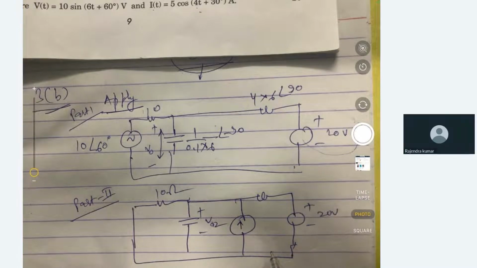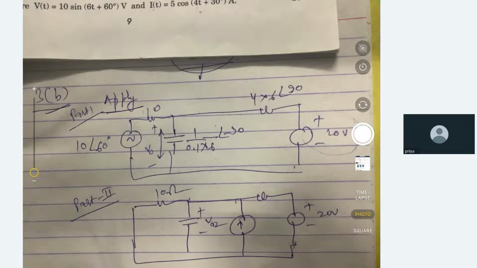Because in part one also the 20 volt source came into picture, and in part two also the 20 volt source came into picture. So it came two times. But in the superposition theorem, only one source is taken at a point of time. So if we take 20 volt, then the answer will change, because in that case, the current through the 4 Henry inductance will be different, and that will affect the current through the capacitor also.